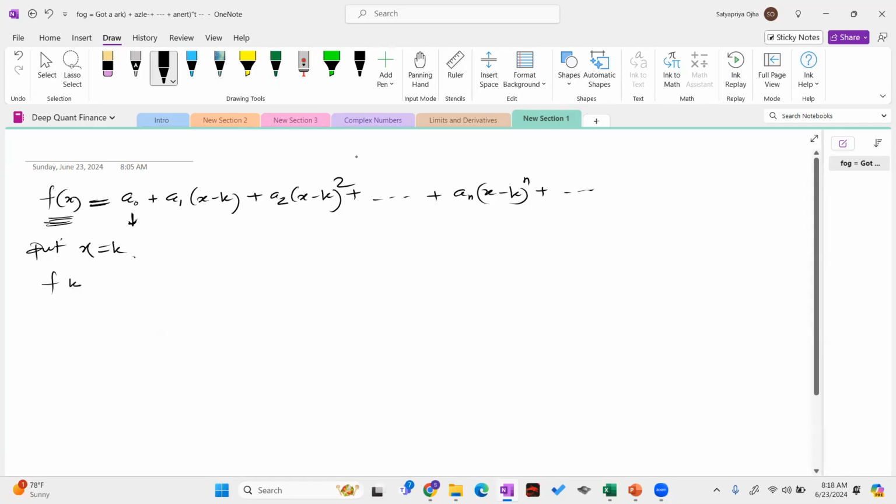Left hand side becomes f of k, right? Value of the function at x equal to k. Right hand side becomes a0. How nice. Everything else is just 0. Okay, value of the polynomial at x equal to k on the right hand side doesn't matter if it is infinite. It's just a0. And value of the function at x equal to k is f of k that you can calculate. If I give you the function, you can calculate. So a0 must be equal to f of k. This is nice. How do I calculate a1?